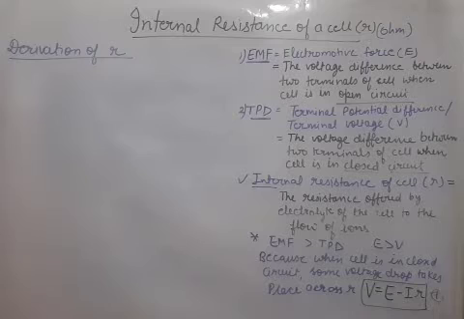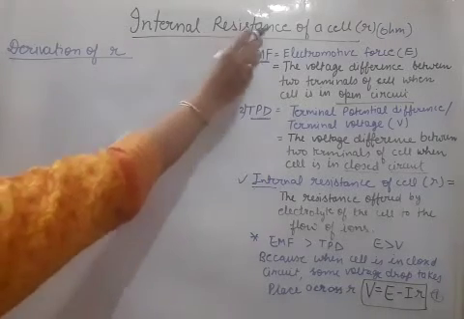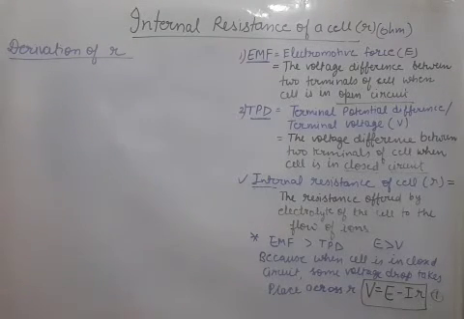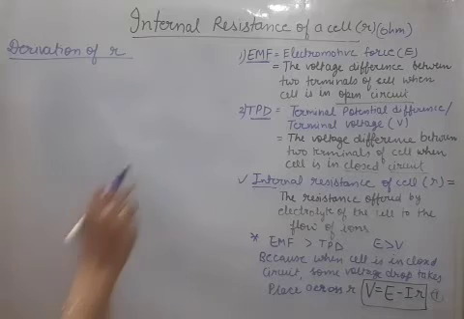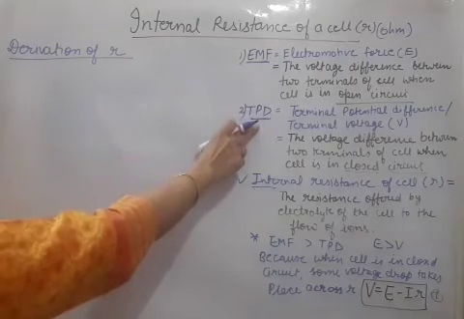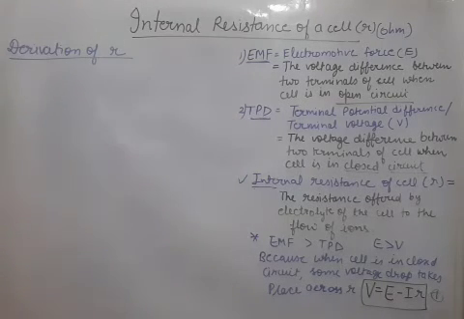Let's start today the topic internal resistance of a cell. This is denoted by small r term. Now, along with internal resistance of the cell, there are few more headings, EMF and TPD, that also we will understand here, and these headings are interconnected with each other. So that relation also we have to derive.